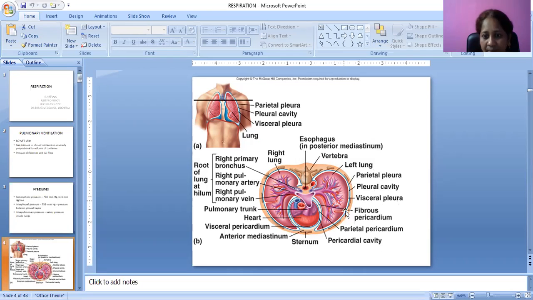This is the pericardium, parietal pericardium. This is the heart, sternum, right primary bronchus, right pulmonary artery, right pulmonary vein, pulmonary trunk, visceral pericardium, anterior mediastinum.